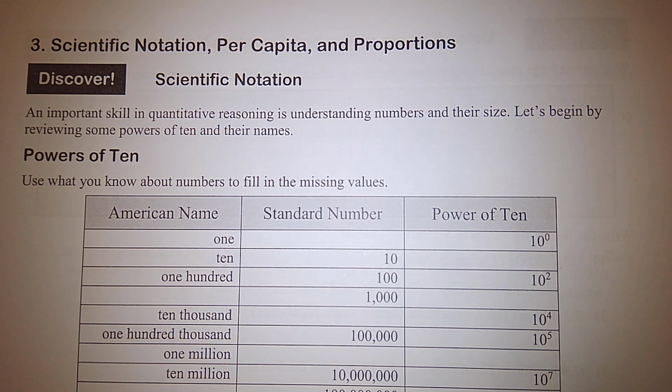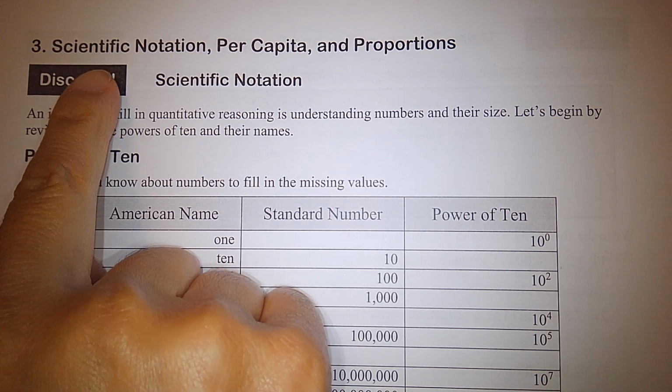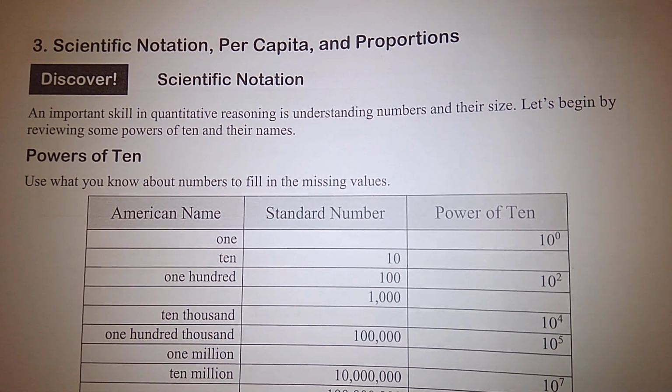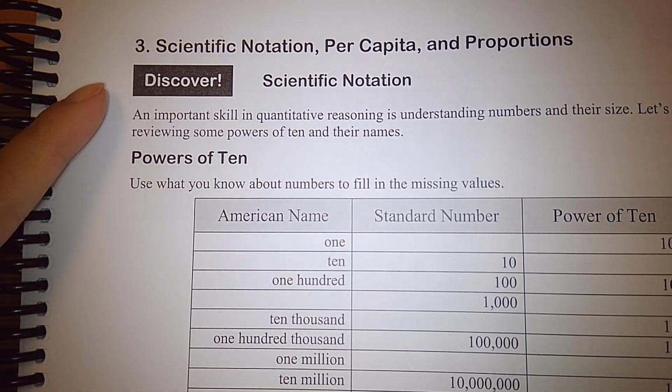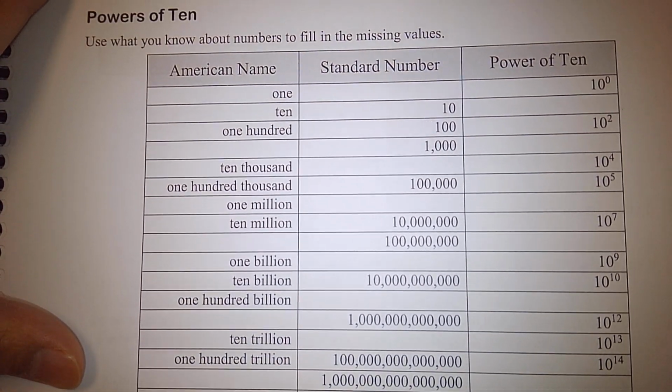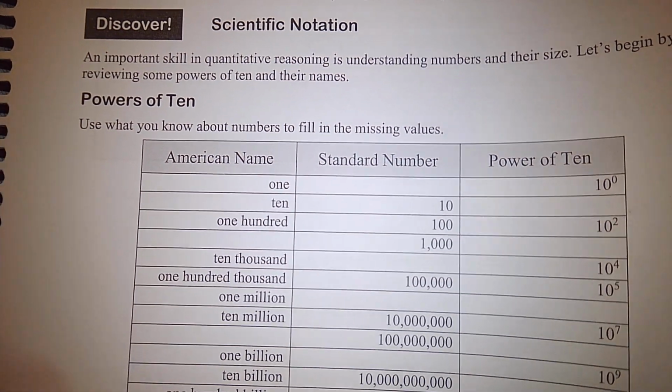Okay, guys, for section 3, it's about scientific notation, per capita, and proportions. Let me assign the pages that we're going to cover today at the beginning of the class. If you have your book with you, let's turn to page 23. We're going to cover the discover part on page 23.